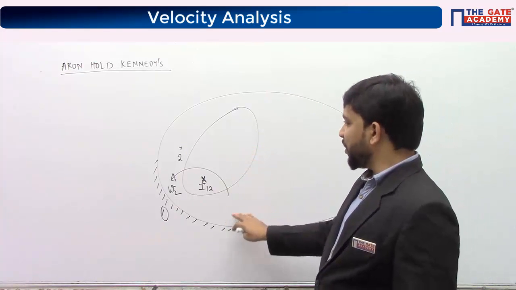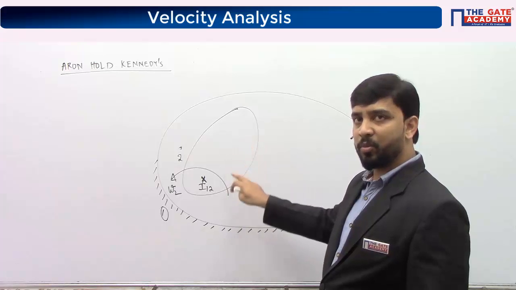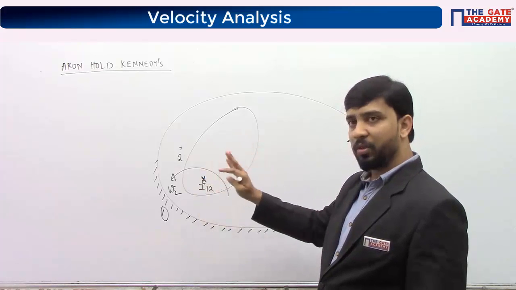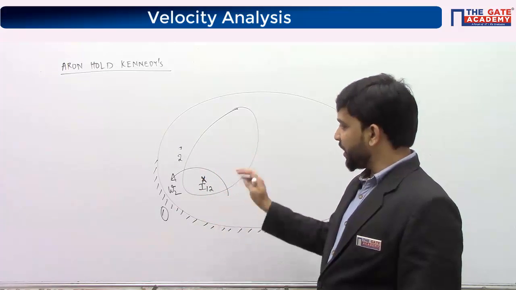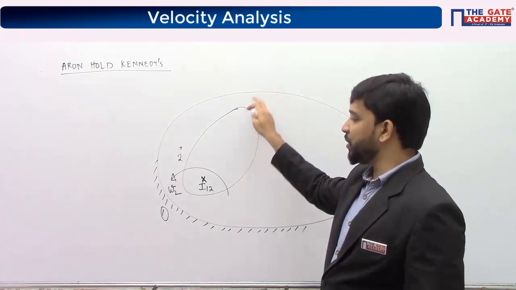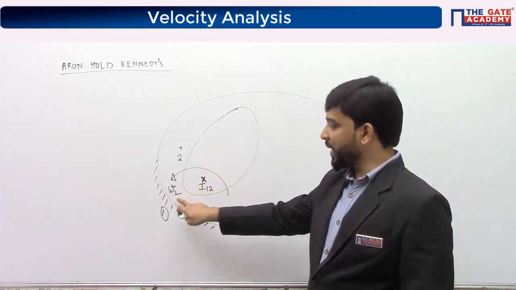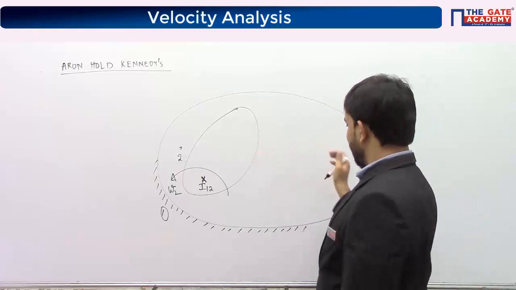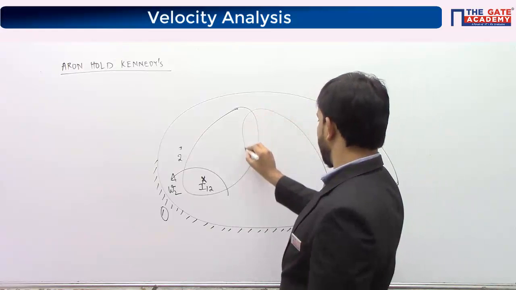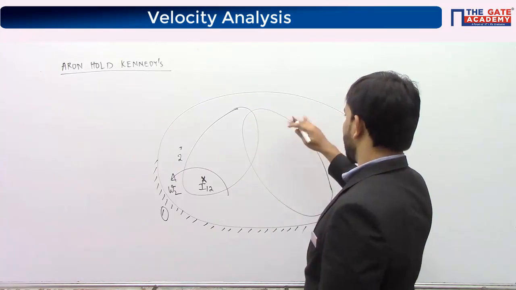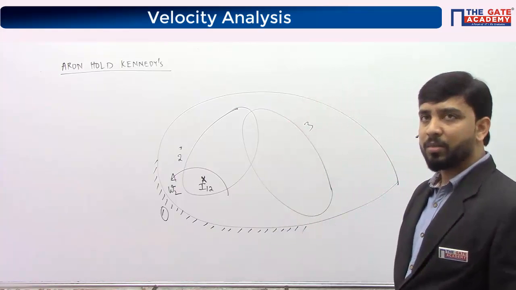So this is a fixed body and this is a moving body. Between a fixed and moving body, we can easily locate the instantaneous center. We located this instantaneous center. So at this instant, this body 2 is rotating with respect to the board about this point with an angular velocity omega 2. Similarly, there is one more body here. This body is also moving with respect to the board.